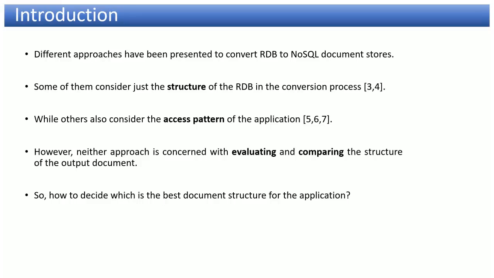Different approaches have been presented to convert RDB to NoSQL document stores. Some of them consider just the structure of the RDB in the conversion process, while others also consider the access pattern of the application. However, neither approach is concerned with evaluating and comparing the structure of the output document. So, how to decide which is the best document structure for the application?